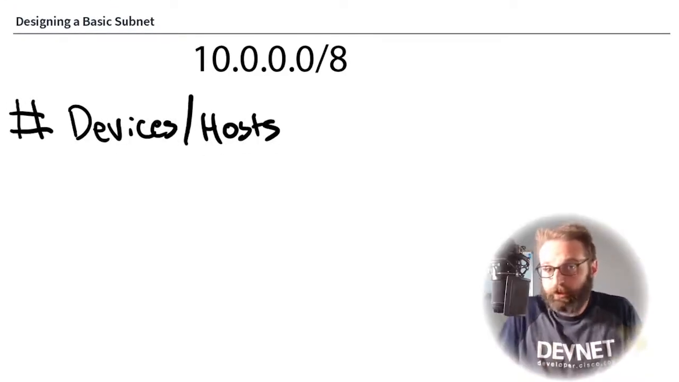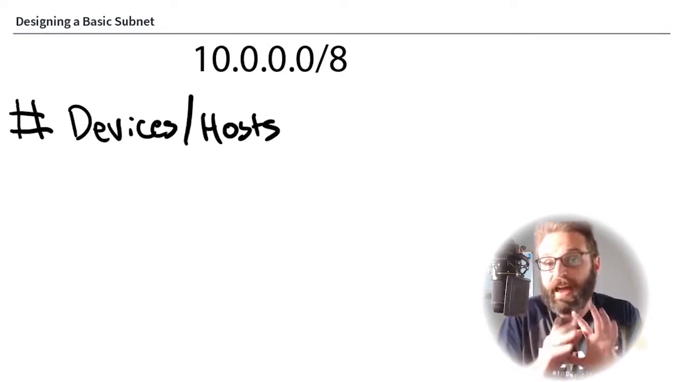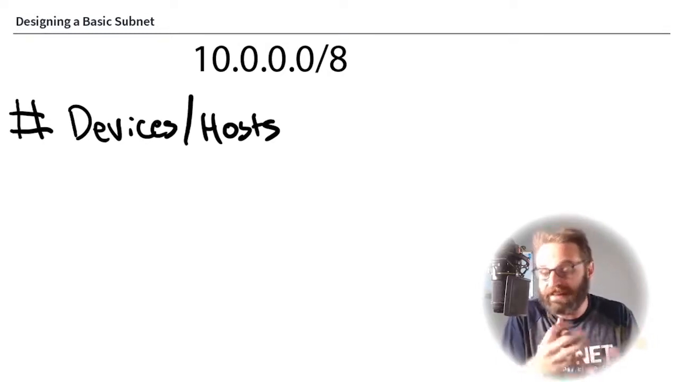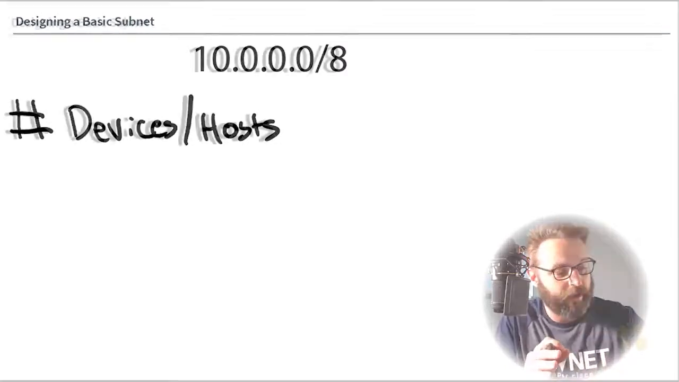So let's start off with taking the 10 Class A subnet. This is 10.0.0.0/8. The first question I'm going to ask myself is how many devices need to be connected into this network. So I'm going to put number of devices/hosts. This may be the most important thing to factor in when it comes to designing a subnet. We need to think about how many devices need to connect to this network and whether or not they should be separated from other networks.